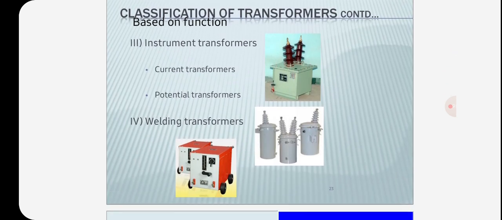Again, based on function, third is instrument transformers. In instrument transformer, it is the current transformers and potential transformer. Next, fourth one, welding transformer. It is used for welding the tars.